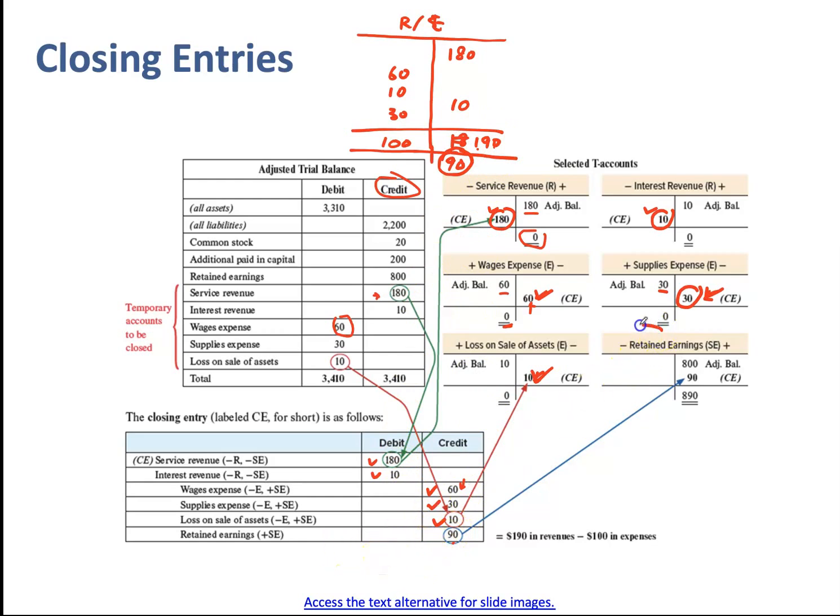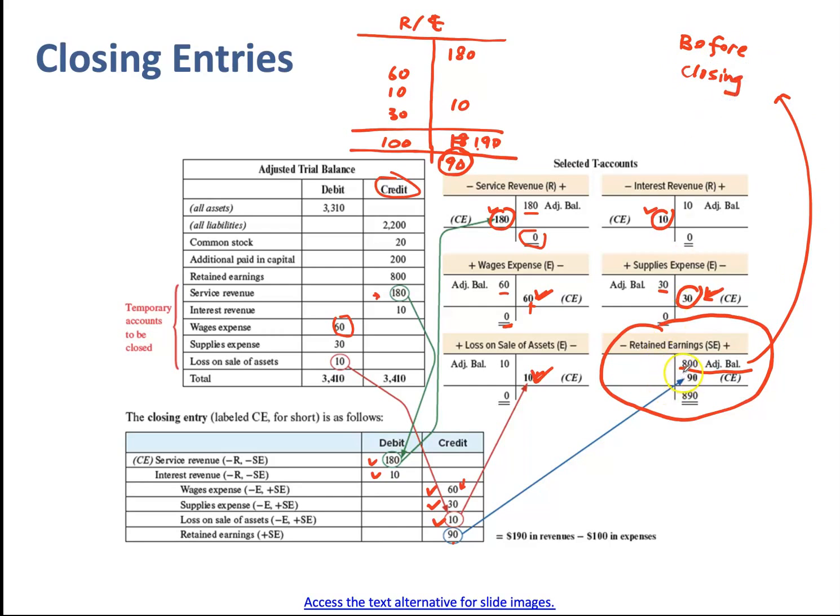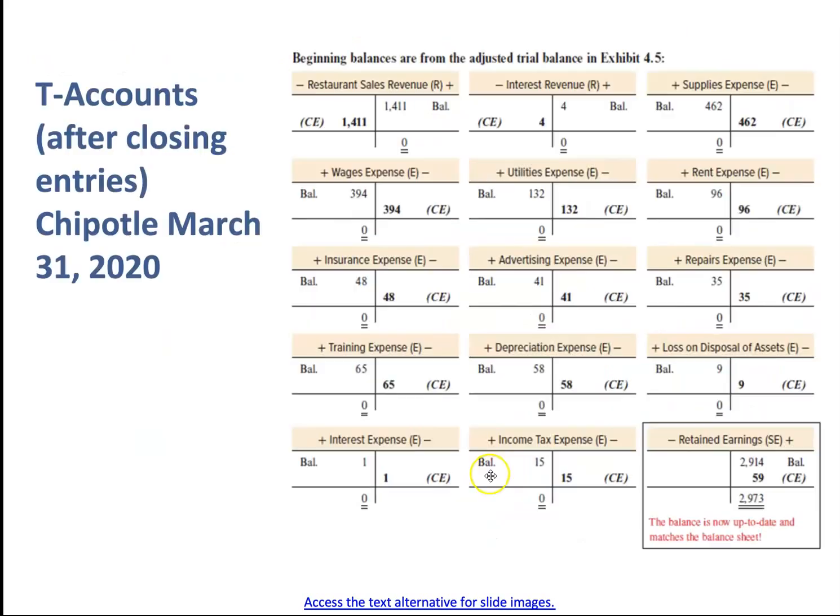So this is an overall retained earnings account. You will see that before the closing, this 800 is before closing. Before closing, retained earnings has $800 in it. The closing added 90 to the retained earnings. So at the end of the day, our ending balance of retained earnings would be 890. All right, that was the simplified version of the closing entry.